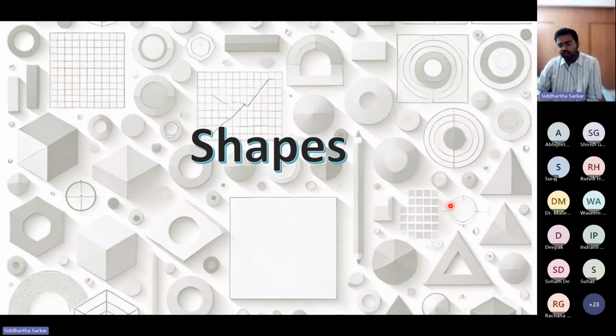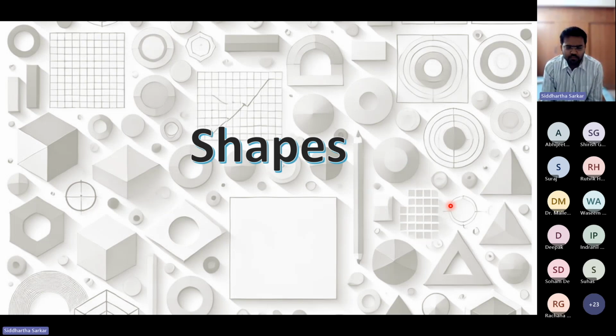The other thing that arises naturally in geometry are the shapes. So squares, triangles, circles, pentagons, parallelograms, these are 2D shapes that we can think of. And then there are spheres, parallelepipeds, many 3D shapes as well, cubes, right?